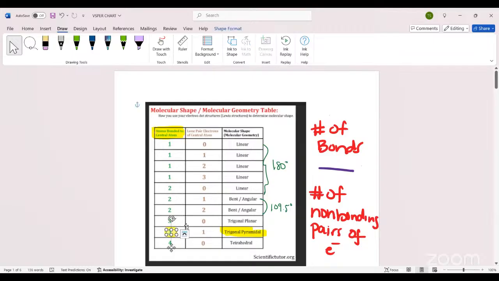Yep, we have satisfied the octet rule. Yes, that is correct. So therefore, what shape is this? Tetrahedral. Very good. Tetrahedral, right here at the very bottom. All right, guys, y'all got this.